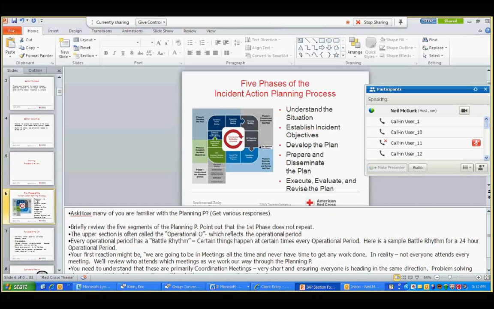So the next slide goes into the 5 phases of the incident action planning process. This is a good opportunity to walk them through it and explain the basics of the process. This is also a time where you'll be providing your first handout. Your first handout is basically a picture on one regular sheet of paper of the planning P, and that's a piece of reference material that they'll use throughout the rest of the session. So hand that out now.